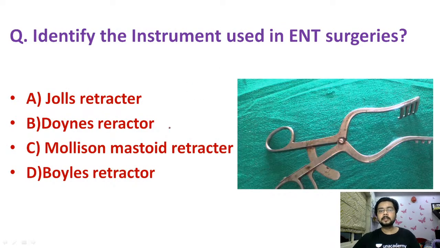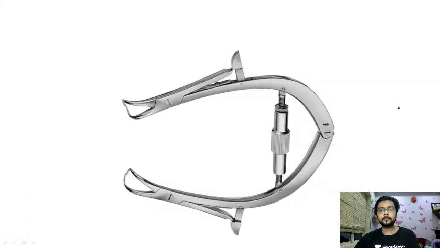I am seeing it. So this is mastoid Mollison retractor, self-retaining, hemostatic. Okay, why self-retaining? Here there is a grip and it is self-retaining. Hemostatic because due to pressure it prevents the bleeding from the blood vessels.